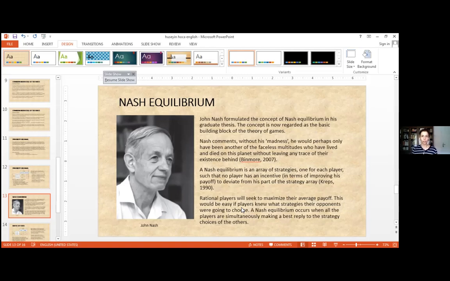We can define a Nash equilibrium as an array of strategies, one for each player, such that no player has an incentive to deviate from his part of the strategy array. Rational players will seek to maximize their average payoffs, and it would be easy if players knew the strategies their opponents were going to choose. A Nash equilibrium occurs when all the players are simultaneously making a best reply to the strategy choices of the others. So why would we care about Nash equilibrium?